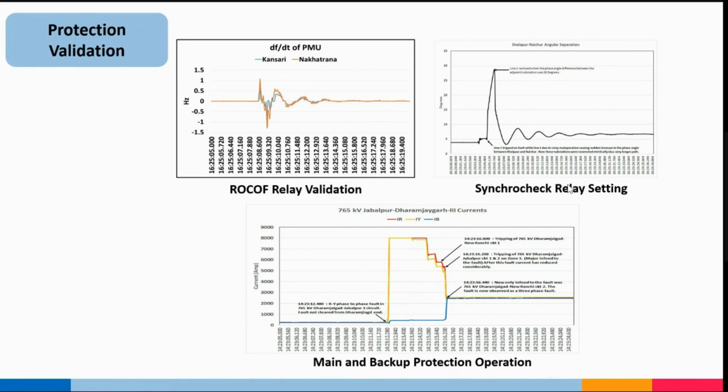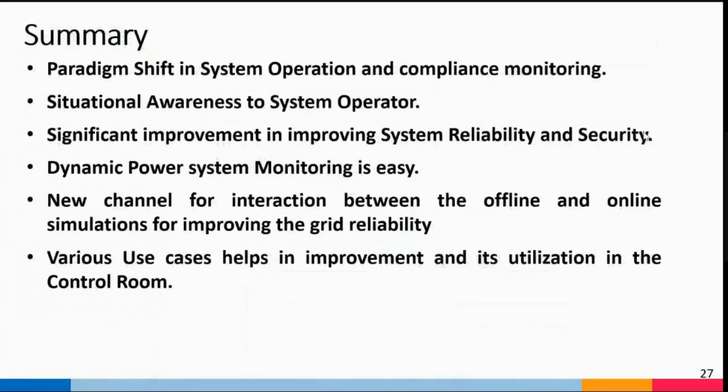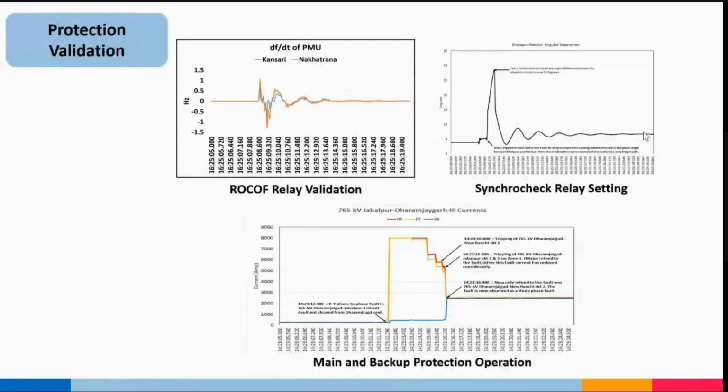If the synchro check relay is properly operating, the synchronization happens at the very minimum angular difference, so that there should not be any large jerk. If the synchronization is not happening properly, say it happens at 30 hertz, a large swing can be observed in the system also. So these are some examples of protection validation.